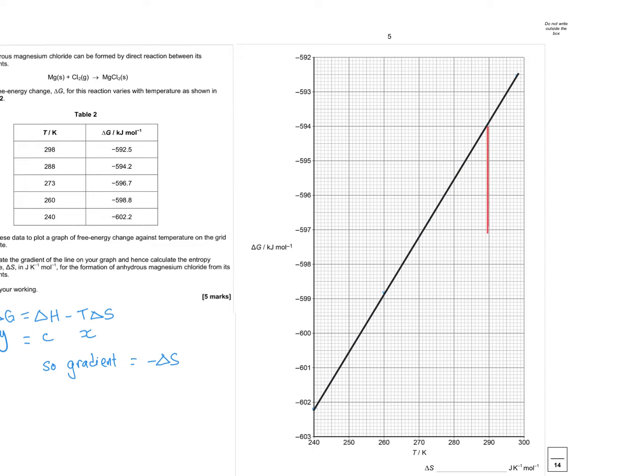Okay, and then to work out the gradient, we draw a nice big triangle underneath the line. And as always with gradient, we're doing the change in y divided by the change in x.